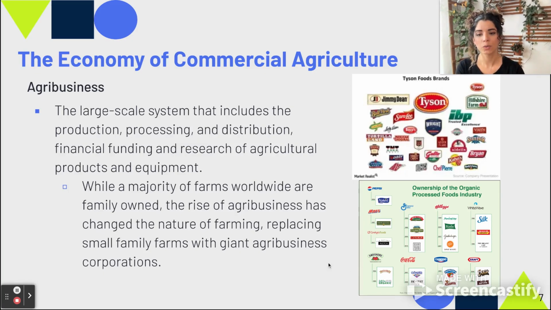While a majority of farms worldwide are family owned, the rise of agribusiness has changed the nature of farming, replacing small family farms with giant agribusiness corporations. So now we're seeing less and less family-run farms, and instead we're seeing huge conglomerations of agribusinesses. Here are some examples. A lot of these will purchase farms from small farmers that are really struggling, and put them under their umbrella of farms.